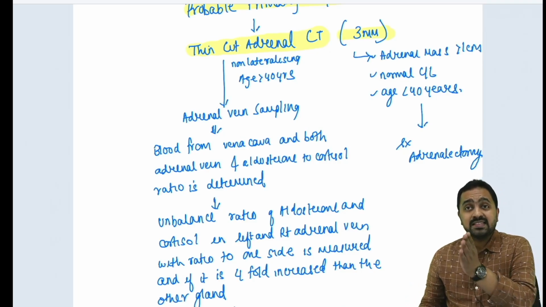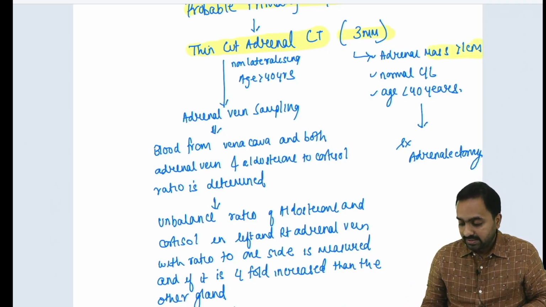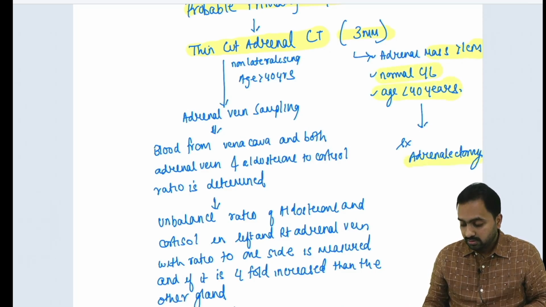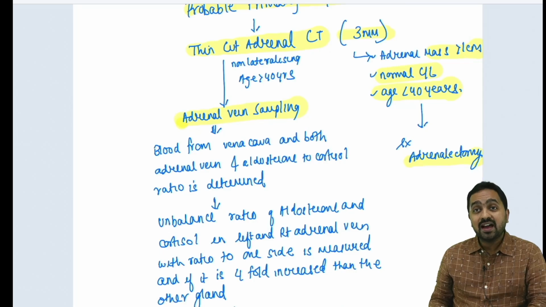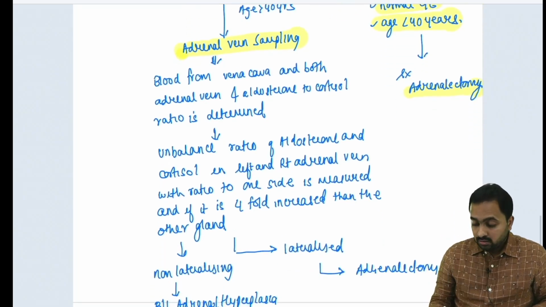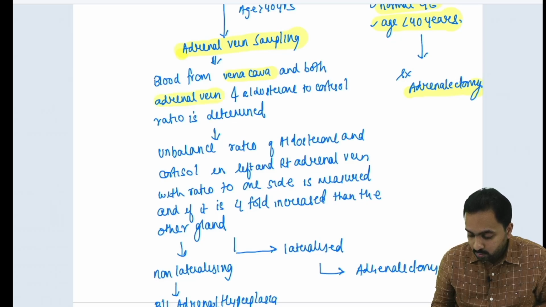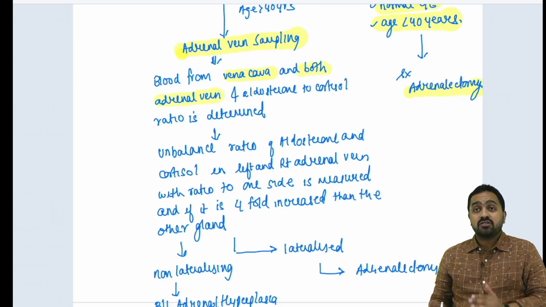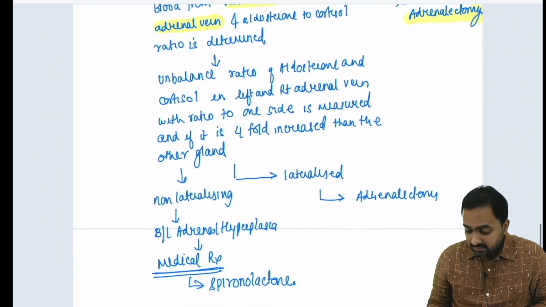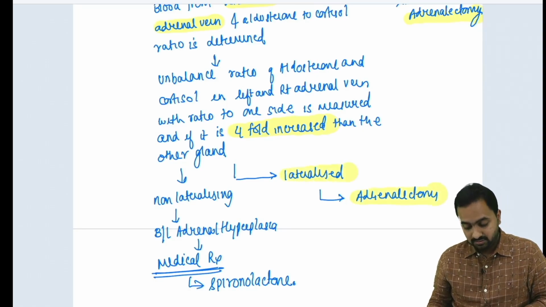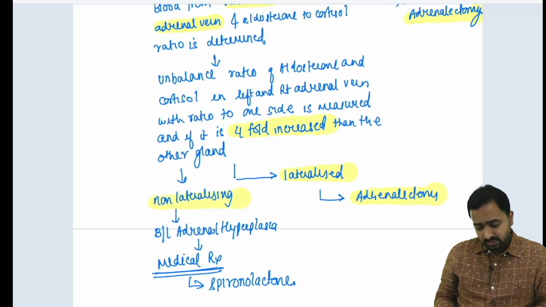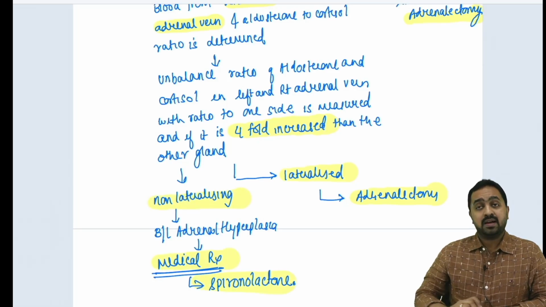Now, if in the CT scan we find that the mass is around 1 centimeter, a normal contralateral adrenal gland, and age less than 40 years, we go for surgery. If not, then we go for the next step, which is the adrenal vein sampling. Over here, from vena cava and both adrenal veins, aldosterone to cortisol ratio is determined. So we need to see whether one is increased around fourfold. If it is lateralized, then again surgery. If non-lateralizing, then we go for medical treatment in the form of spironolactone.